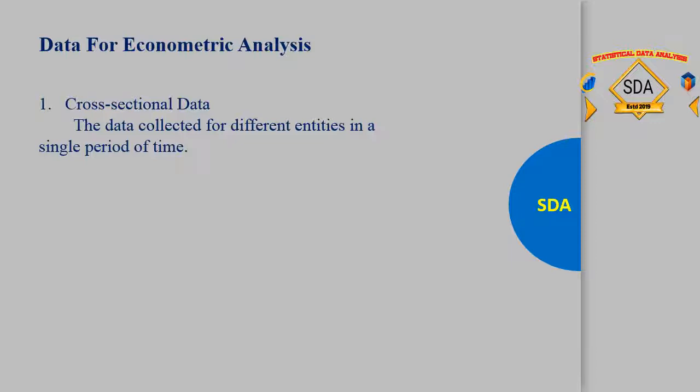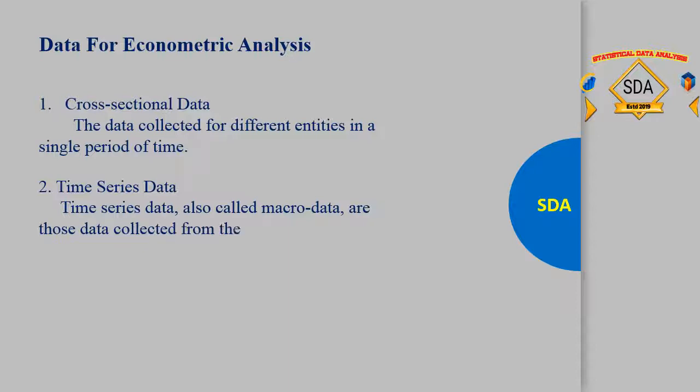The second type of data is time series data. Time series data, also called macro data, are those data collected for the same entity for different time periods. Thus, a time series data set consists of observations on one or more variables over time. Time series data examples are GDP, money supply, private consumption, import, export, remittance, etc.